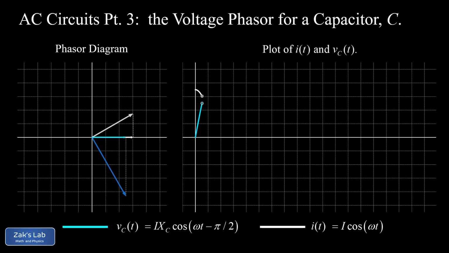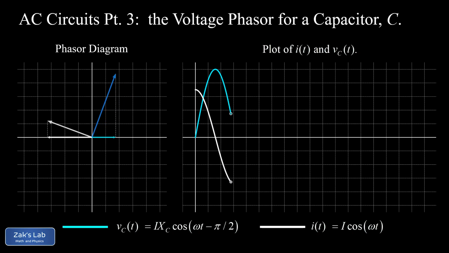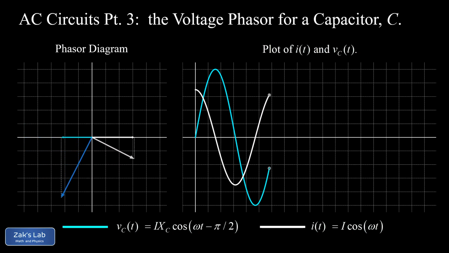In the previous two videos, we introduced the phasor representation of current in an AC circuit, and we figured out the voltage phasors for resistors and inductors. Now we're going to figure out the voltage phasor for capacitors, and this completes our basic phasor analysis toolkit.